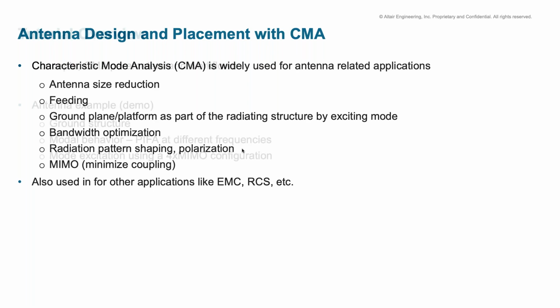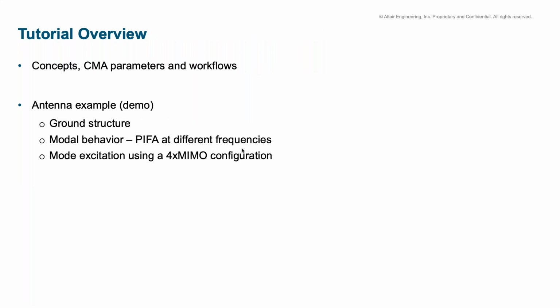So a quick overview of the tutorial today. I'm going to begin by reviewing quickly some concepts and parameters that are relevant for CMA. And then we're going to dive into an antenna example in the form of a demo, where we're going to start off looking at the ground plane structure, just a standard CMA analysis, and then look how an antenna can couple into those modes at different frequencies. And finally, build up a MIMO configuration for a Modal excitation concept.